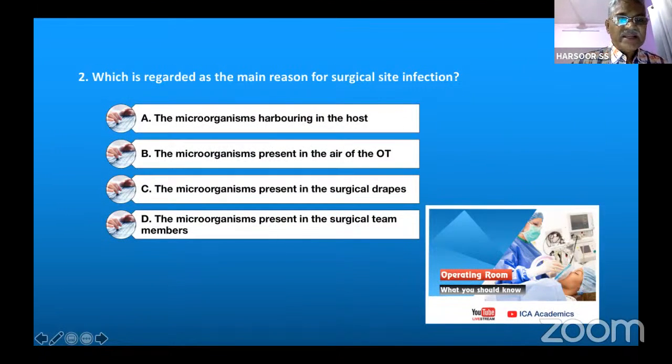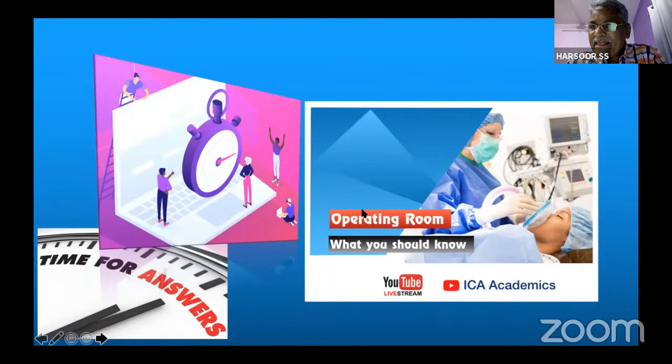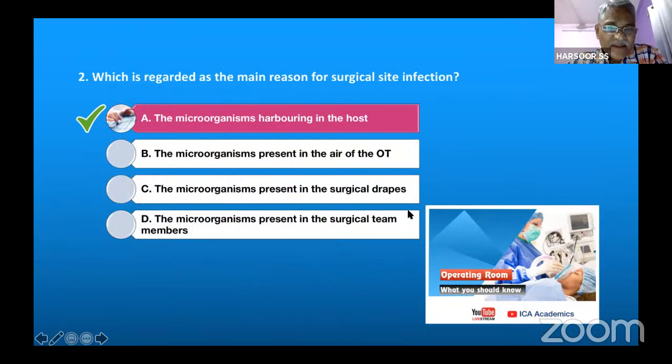Which is regarded as the main reason for surgical site infection? The microorganisms harboring in the host, microorganisms present in the air of the OT, microorganisms present in the surgical drapes, or the microorganisms present in the surgical team members? Your answer, please. The answer is A.